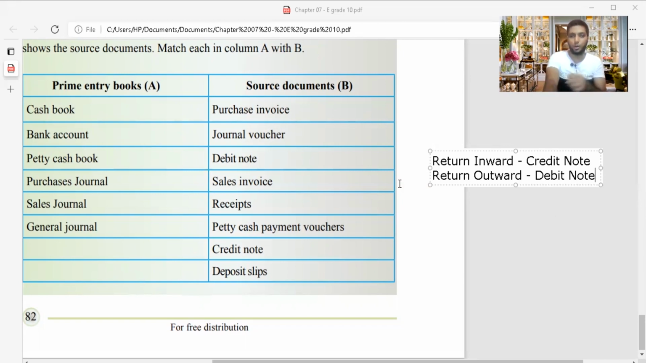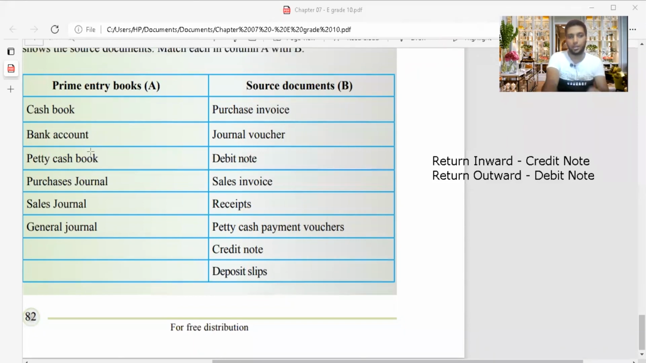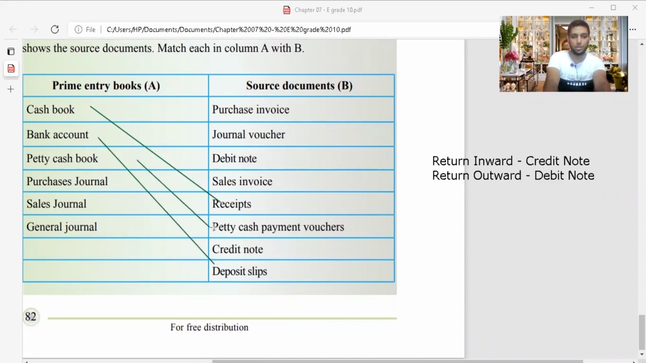Then it comes to this point, guys. Now let me see which is like cash book. What is related to cash book? Receipt is related to cash book. So I'll underline it with you. So cash book has receipt. So bank account should have deposit slips. Do we have deposit slips? So I'll take this. Petty cash book, you have petty cash payment vouchers.